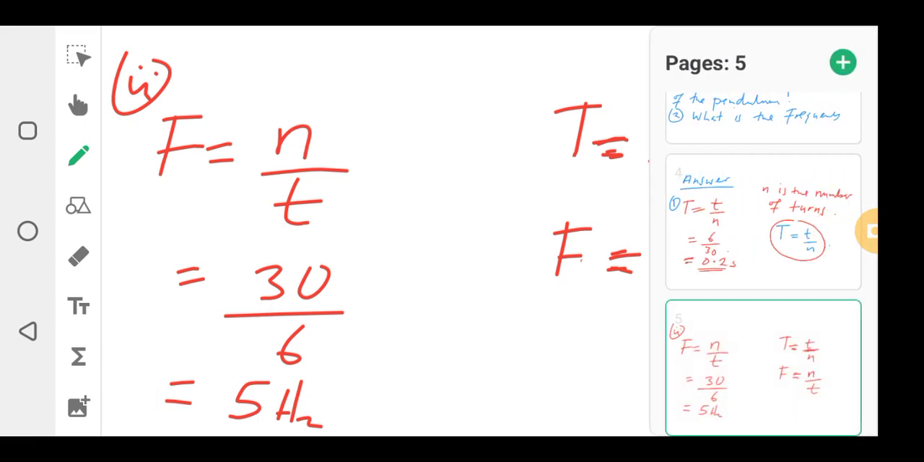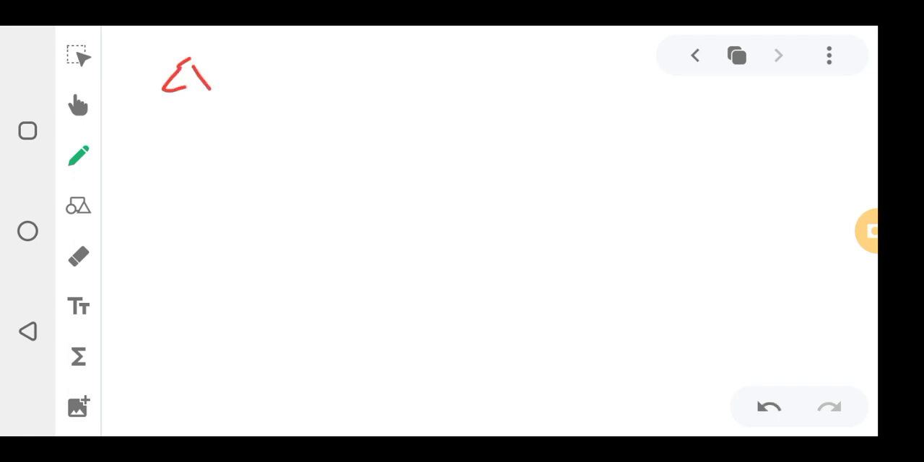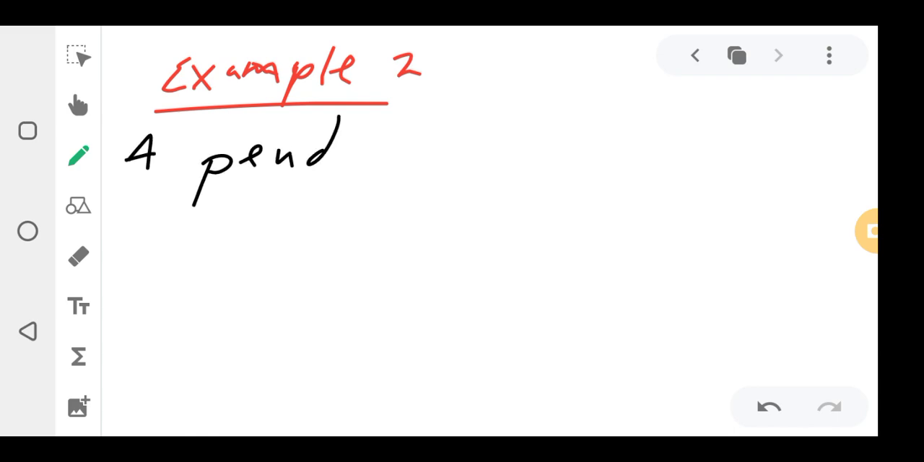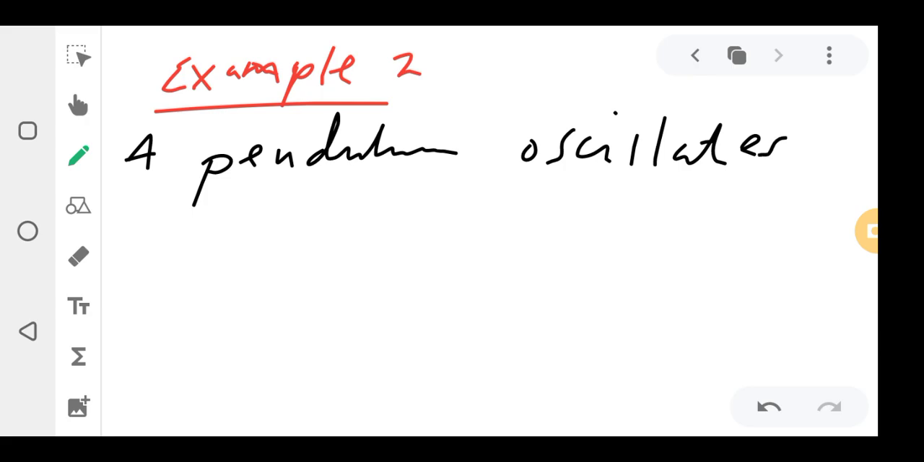Okay, we're going to look at example 2. A pendulum oscillates 51 times.